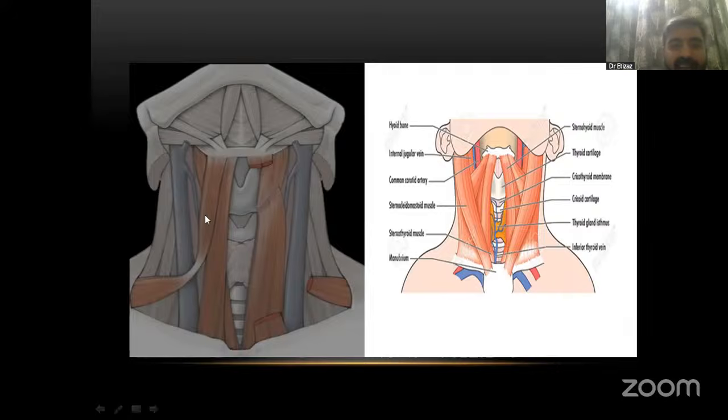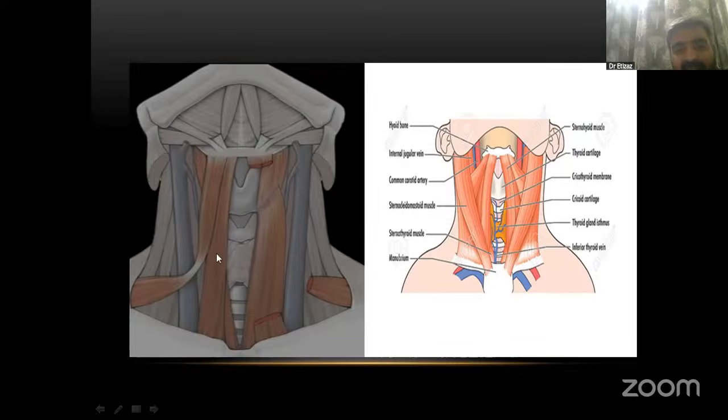There are four pretracheal muscles. Look at here. This muscle is the omohyoid, attached to the hyoid bone. Omo means shoulder area, shoulder. That's why it is called omohyoid. This is the omohyoid muscle, and this is the hyoid bone.